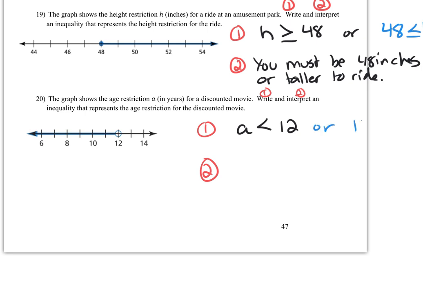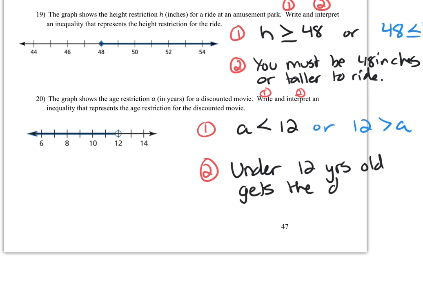If you wrote it with the 12 first, would I still have that symbol opening up to the right? Trick question. No. It always opens to the 12. So no matter which way you write it, it should be open towards the 12. I don't care which way you write it, though. All right, interpret it. What does that mean? Who gets the discount? Under 12 years old gets the discount. Good. It's like a child ticket, right? It's like child meals. Excellent.